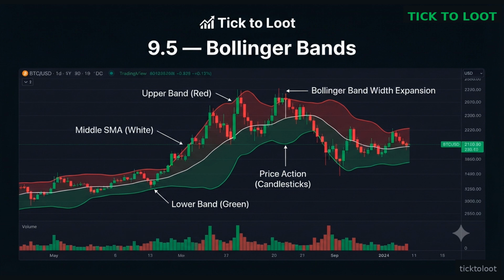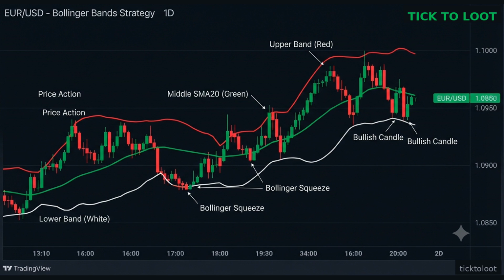Let's get into it. So what are Bollinger Bands? Simply put, they are three lines plotted on a chart. A middle line, which is a 20-period simple moving average, and two outer lines, which are the upper and lower bands. These bands are two standard deviations away from the middle line, which means they're calculated based on the volatility of the market. Think of it like a highway with a middle lane and two outer lanes. The middle lane represents the average price, while the outer lanes represent the range of prices that are within two standard deviations of the average.